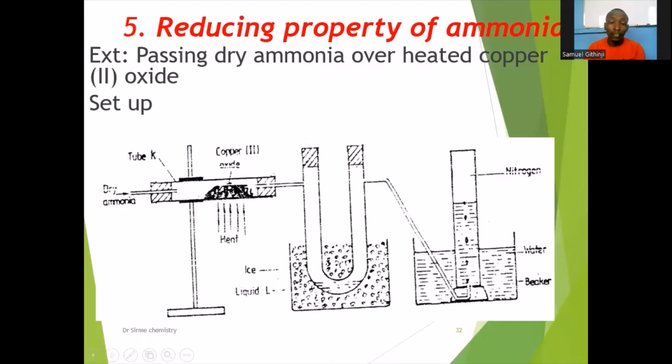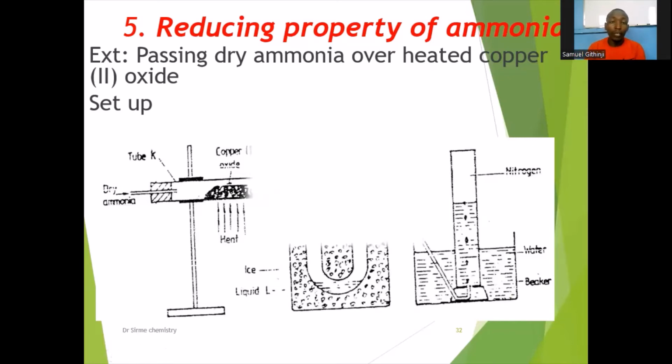The product that comes out goes through a U-tube that is immersed in ice cold water. A liquid there, L, is formed. The rest of the gas comes out as nitrogen there, and it's collected over water. That is the setup. You can just study it. Stop the video and try to study that setup.